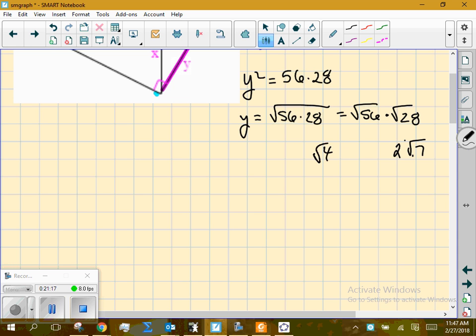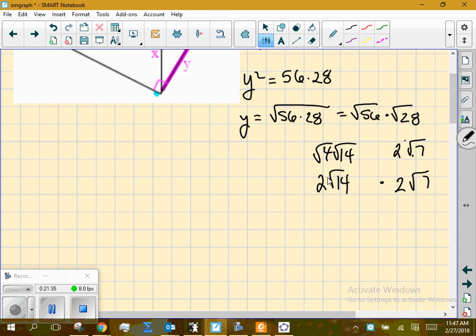So 4 and 14, right? Would that be 56? Does that make sense to everybody? Yeah. So it gives me 2 radical 14. And this is 2 radical 7.